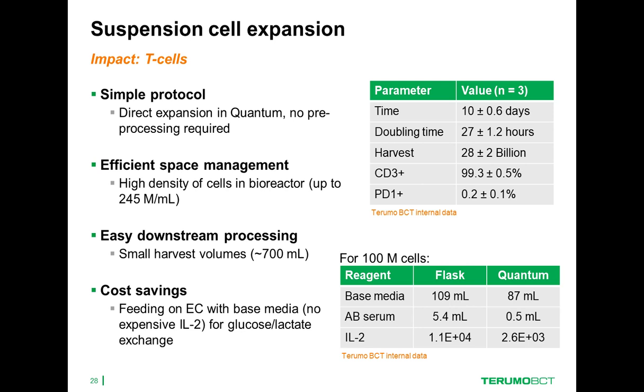And finally, the dual-loop IC-EC design provided significant savings in cytokine use by using basal media on the EC side to exchange glucose and lactate and keeping the cytokines with the cells on the IC side. We were able to reduce the use of IL-2 by 80% and serum by 90%.